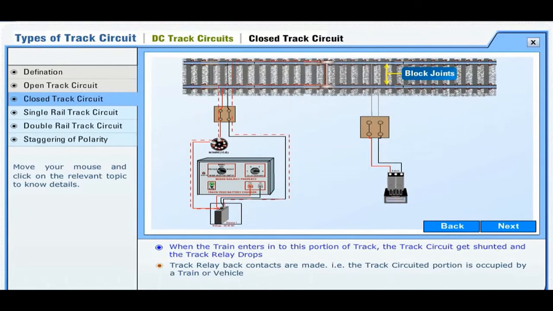When the train enters into this portion of track, the track circuit gets shunted and the track relay drops. Track relay back contacts are made. That is, the track circuited portion is occupied by a train or vehicle.